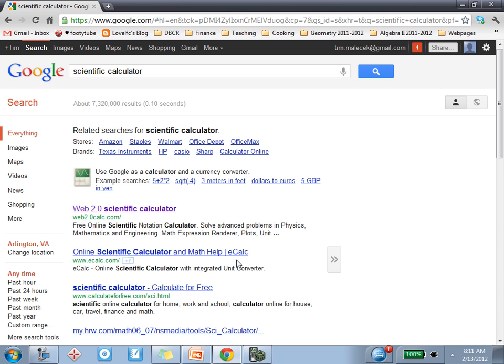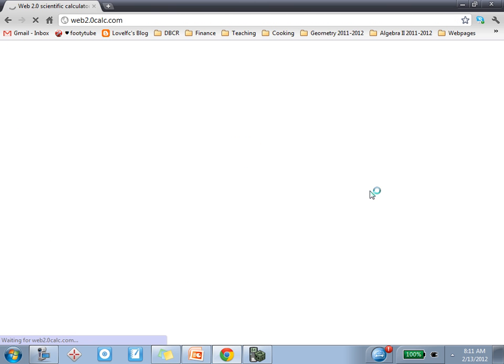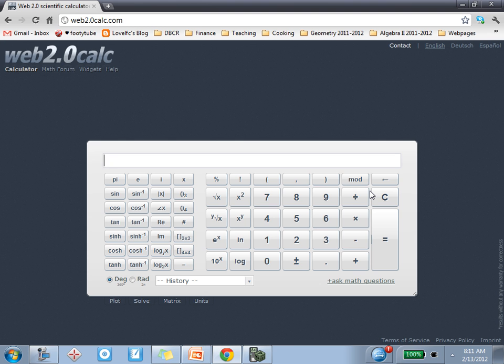Go to scientific calculator. Your first result, after the products, is this Web 2.0. If you click on Web 2.0, it brings up a mini calculator. And you notice on the left side, it's got the sine, the cosine, and the tangent.